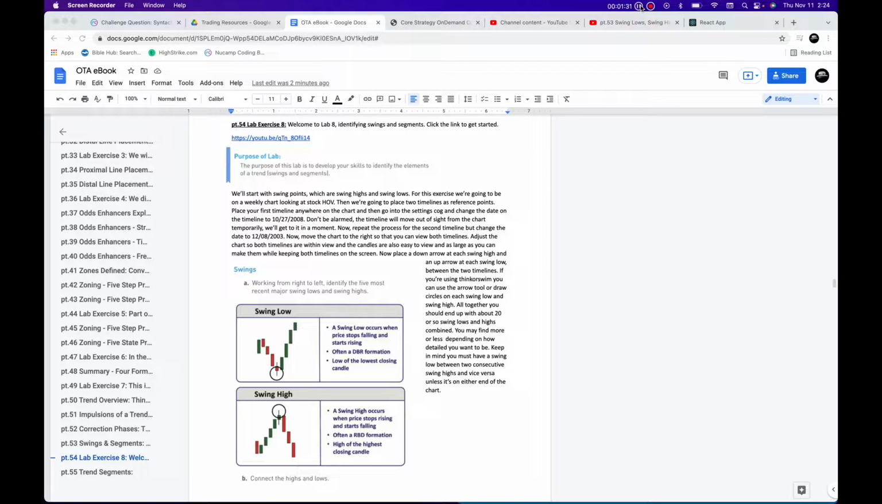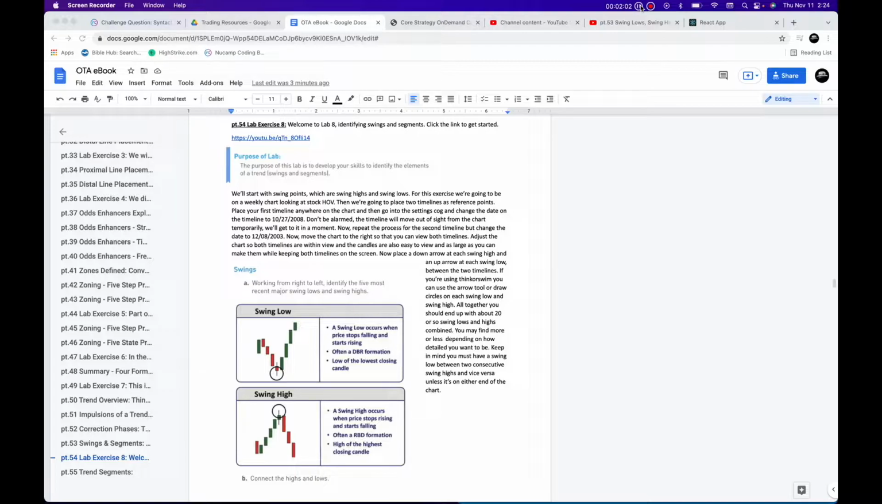Then you're going to place a down arrow at each swing high and place an up arrow at each swing low between the two timelines. If you're using Thinkorswim, you can use the arrow tool, or you can draw circles on each swing low and each swing high. Altogether, you should end up with about 20 or so swing lows and swing highs combined.